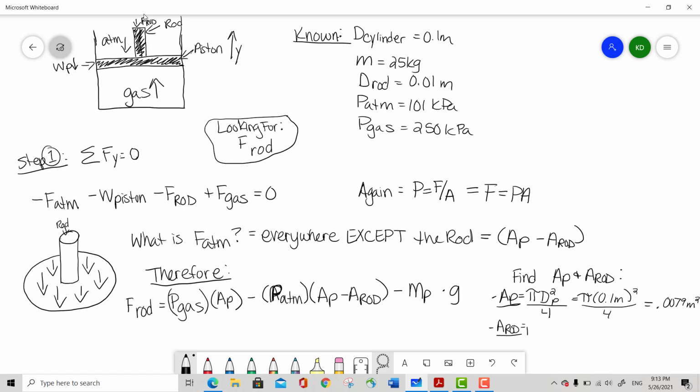Okay, and then that is the same formula because we're given the diameter. And this is the given, you see up here, the diameter of the rod right here, over 4, which equals 479 meters squared. Ooh, okay.